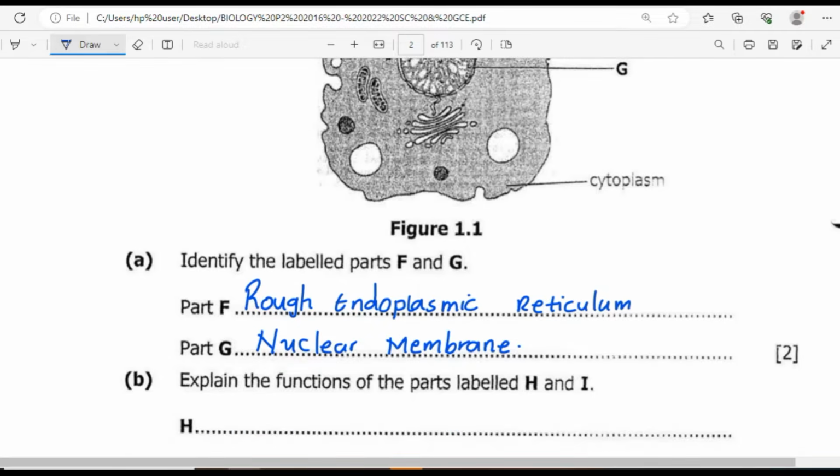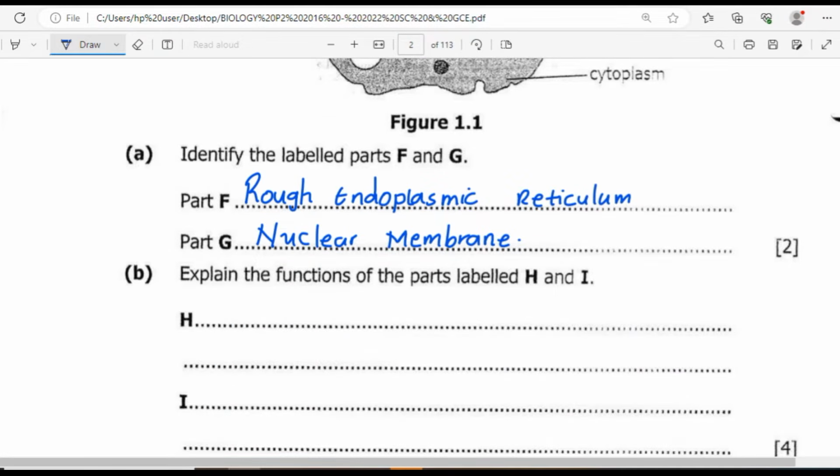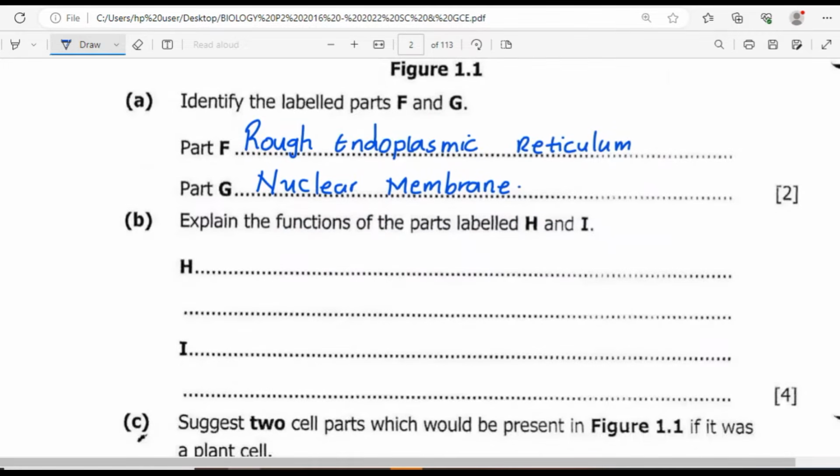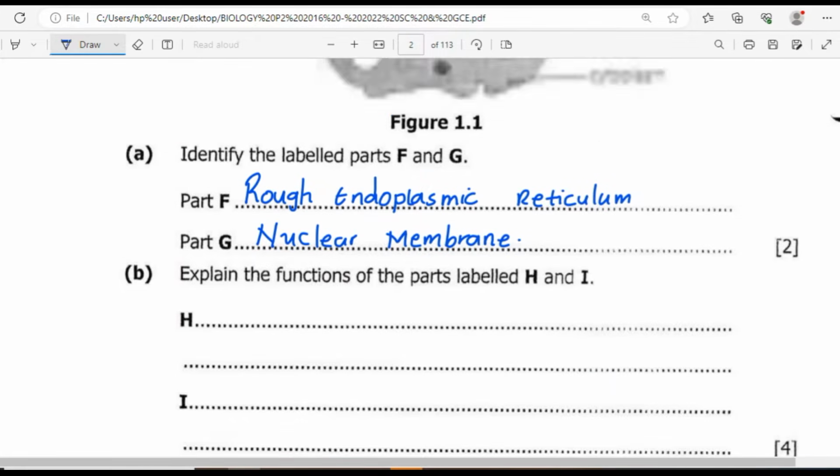Okay, so now we move on to question B. Explain the functions of the parts labeled H and I. The total marks were 4, so we need to make sure that each part gets 2 marks. How can we score 2 marks for each question? We'll start by mentioning the part, then we give the function related to that particular part. So let's go back to our H.